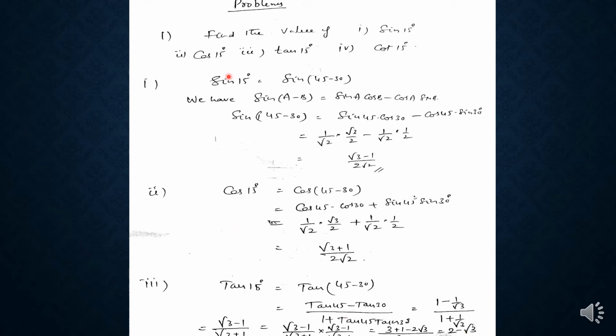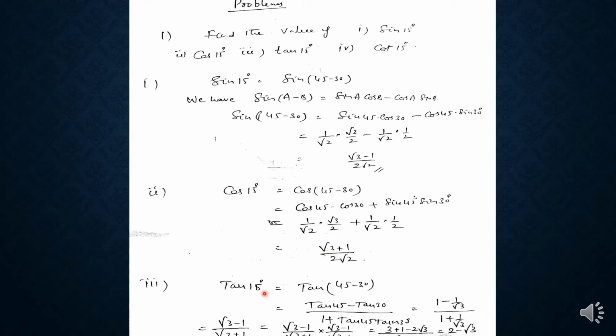So here we are applying the sin of a minus b formula, which is sin a into cos b minus cos a into sin b. Thus we got the value of sin 15 degrees, that is root 3 minus 1 by 2 root 2. And to find cos 15 degrees, we applied the cos of a minus b formula, that is cos of a minus b is cos a into cos b plus sin a into sin b. Thus we got the value of cos 15 degrees, that is root 3 plus 1 by 2 root 2.